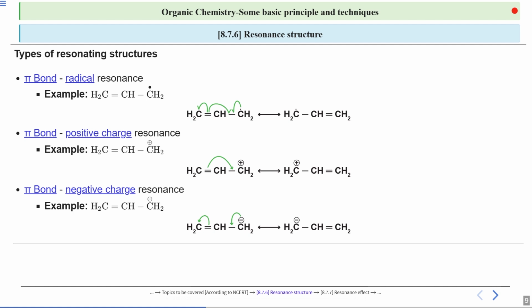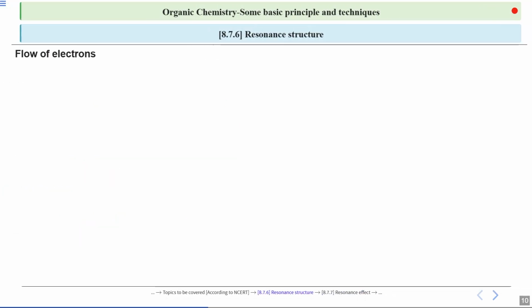Right? So these are the 5 types of resonance that are possible. What are those? If I name them again, we have pi bond, then pi bond lone pair, then pi bond radical and pi bond positive charge, and lastly pi bond negative charge. So if you thought about this flow of electrons, now we can just generalize it with the help of examples.